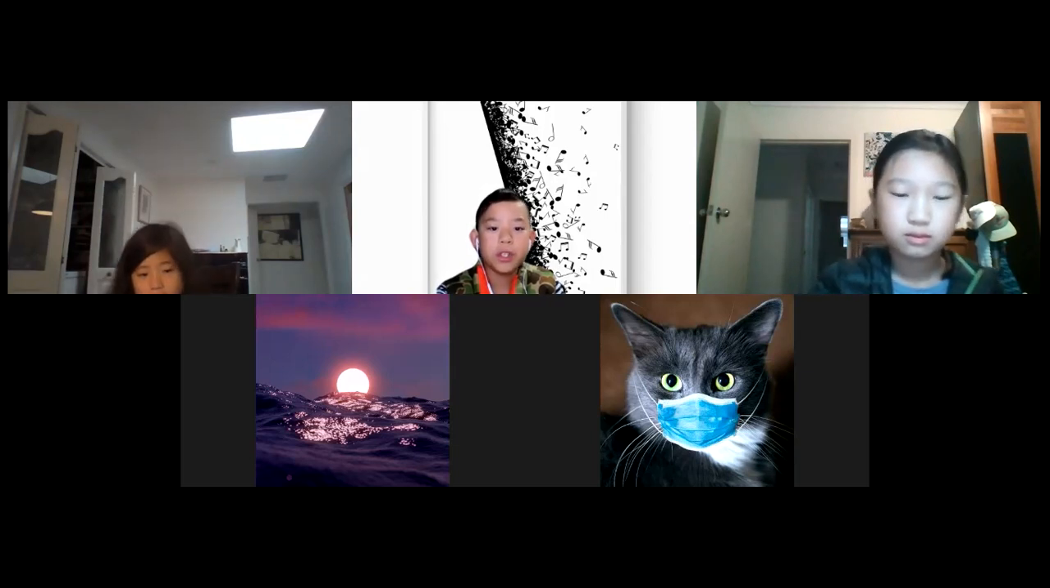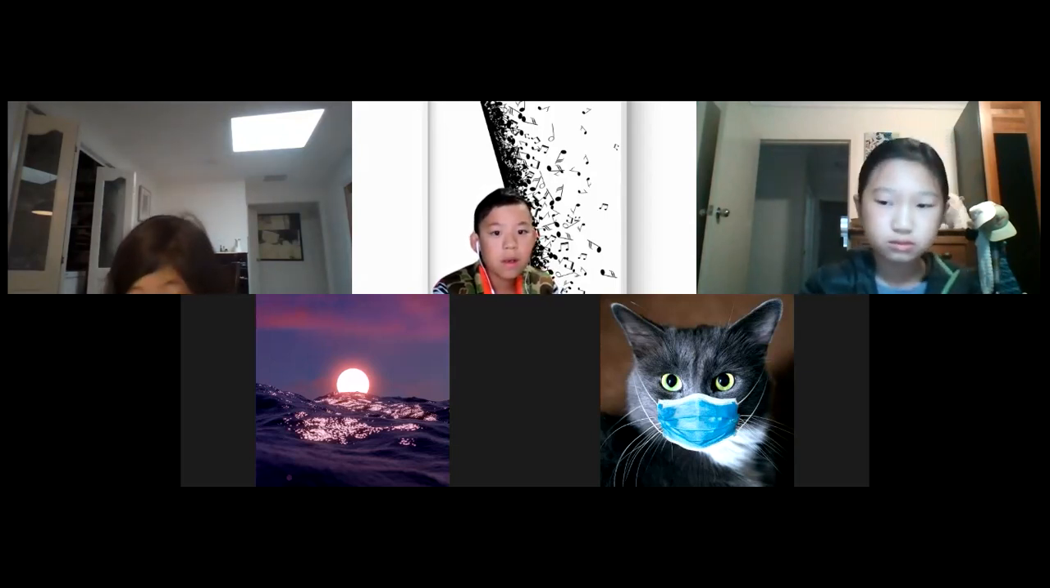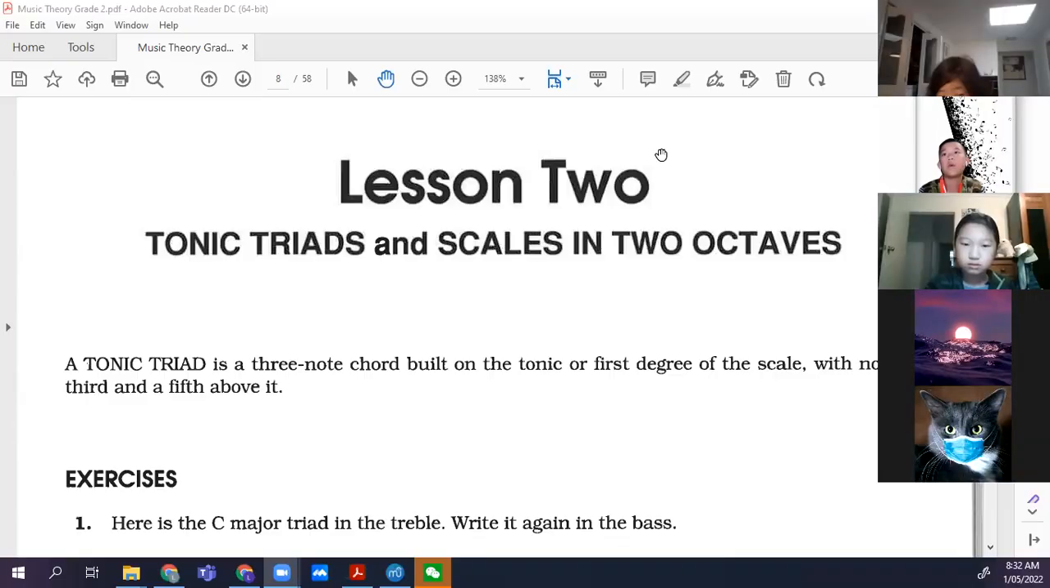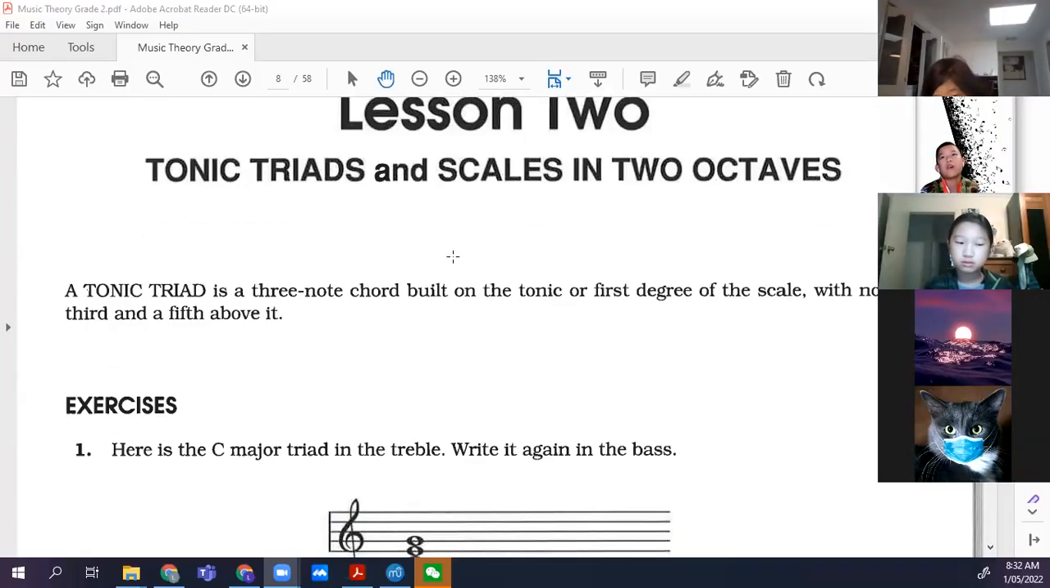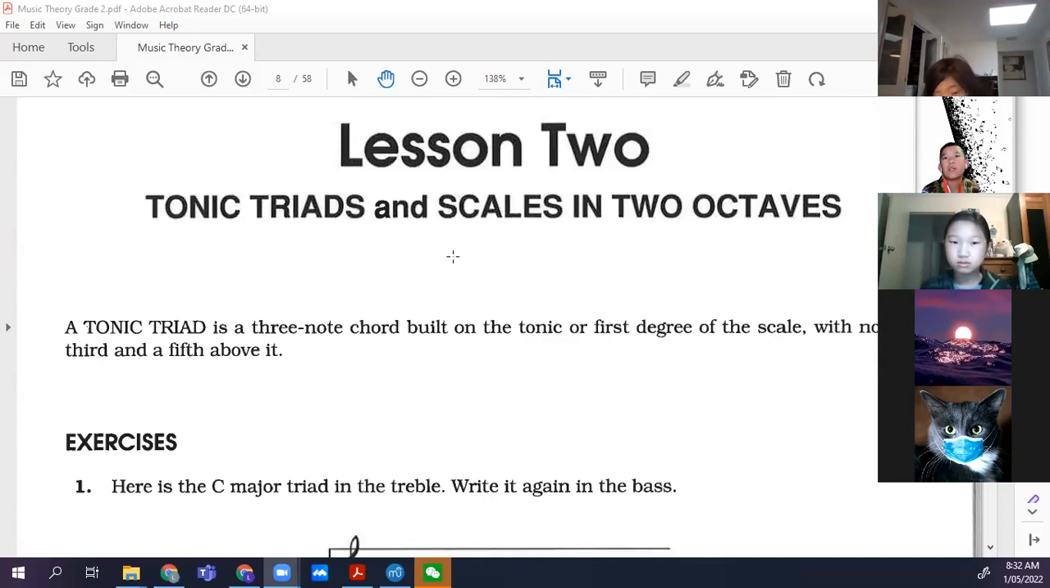Okay, so let me just share my screen. There we go. We can move on to lesson 2. So more about tonic triads, and we're going to start writing scales over 2 octaves. So who can remember what a tonic triad is from grade 1? Anyone?